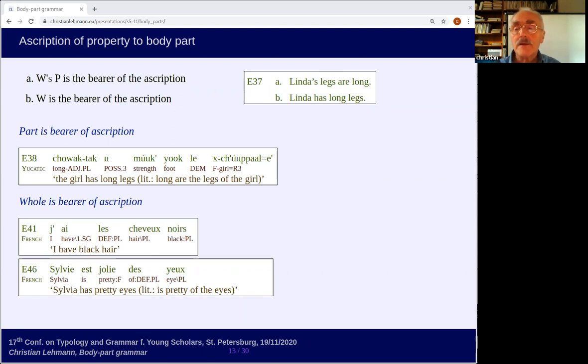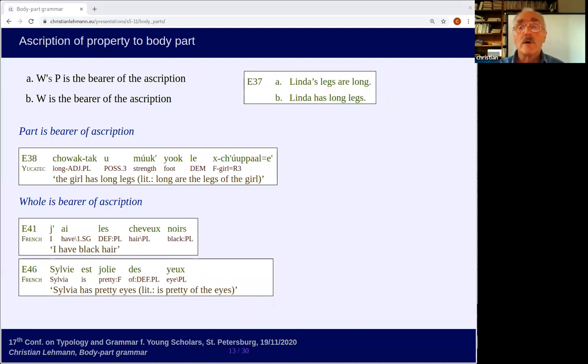If inalienability of a body part term in a language requires its marking by a possessive pronoun or index, then the adnominal possessor construction A is obligatory. Construction B, on the other hand, is typical of languages where alienability is not grammaticalized at the noun phrase level and which consequently have no problem with ascribing possession of a vital body part to a W if it has a property. So first, body part is bearer of ascription.